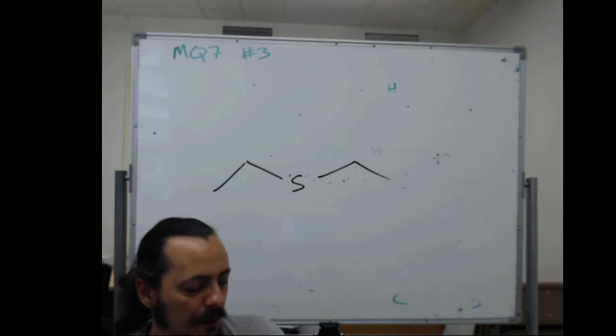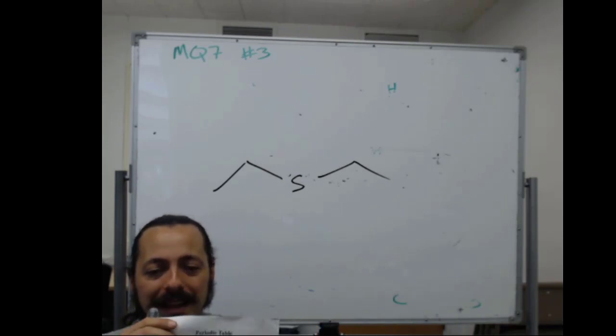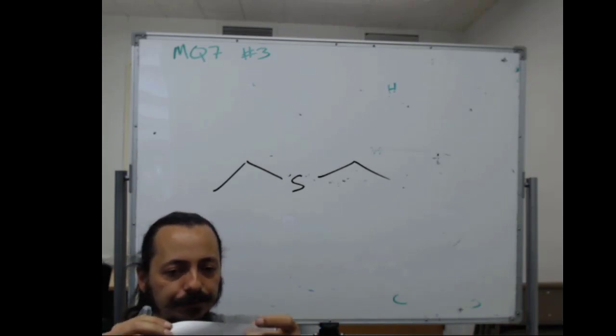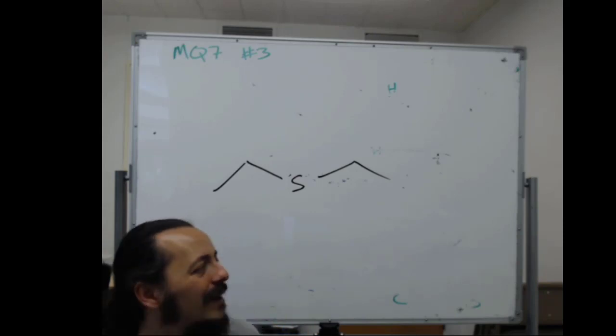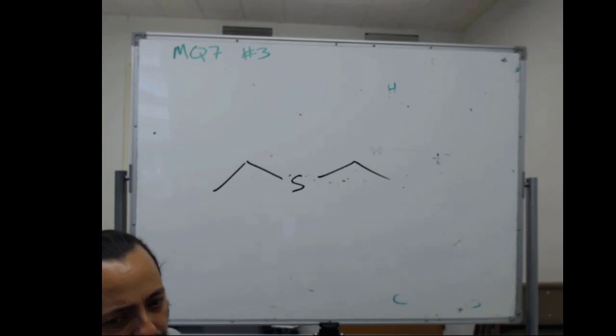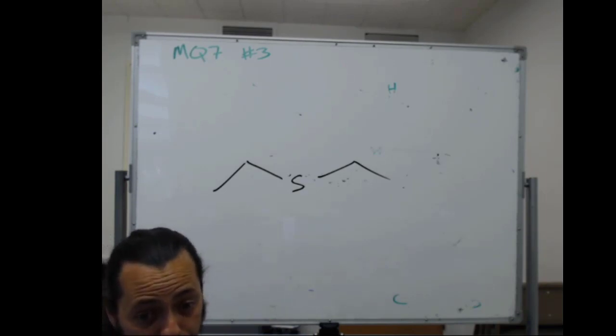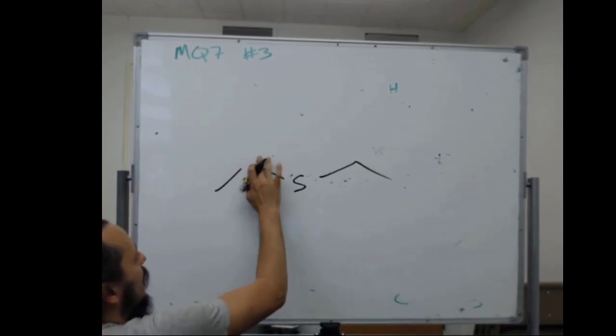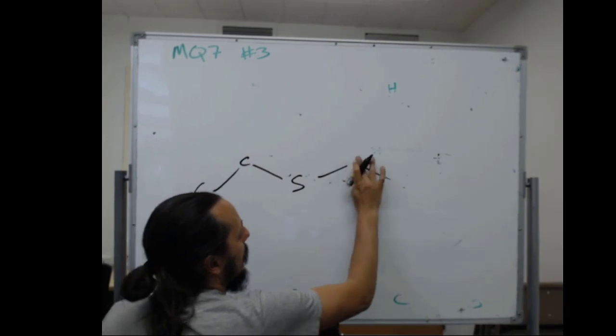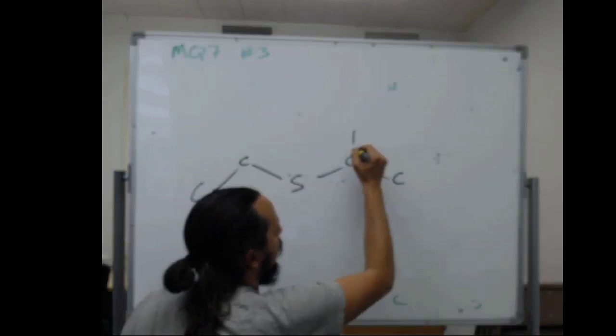For example, sulfur and oxygen are right in the same group on the periodic table, right? Oxygen is right above sulfur. So my hunch is that this is going to have 2 lone pairs. And it's going to look very similar to oxygen. But to make sure, let's go ahead and do the full Lewis structure.